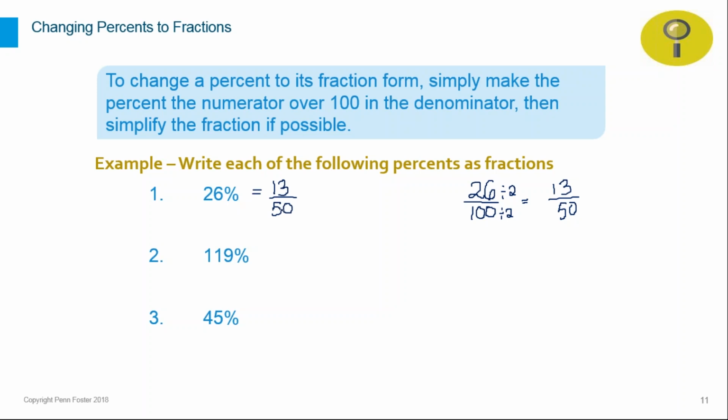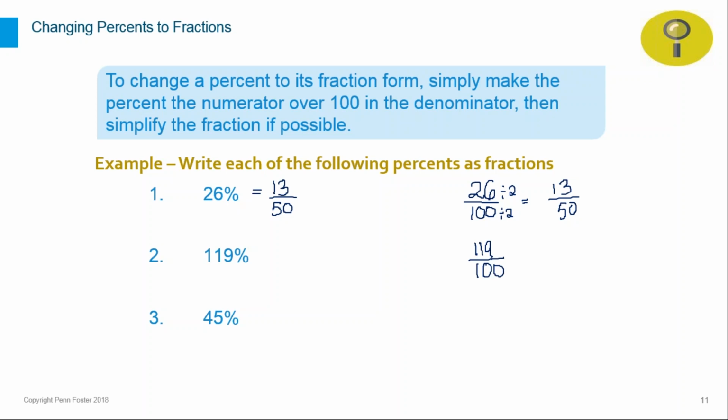Let's do that one more time. 119%. Put this in fractions. Well, we want to get rid of the sign, then take the 119 divided by 100 and try to simplify. Well, 119 and 100, they do not have anything in common. So we're going to just keep it like that.